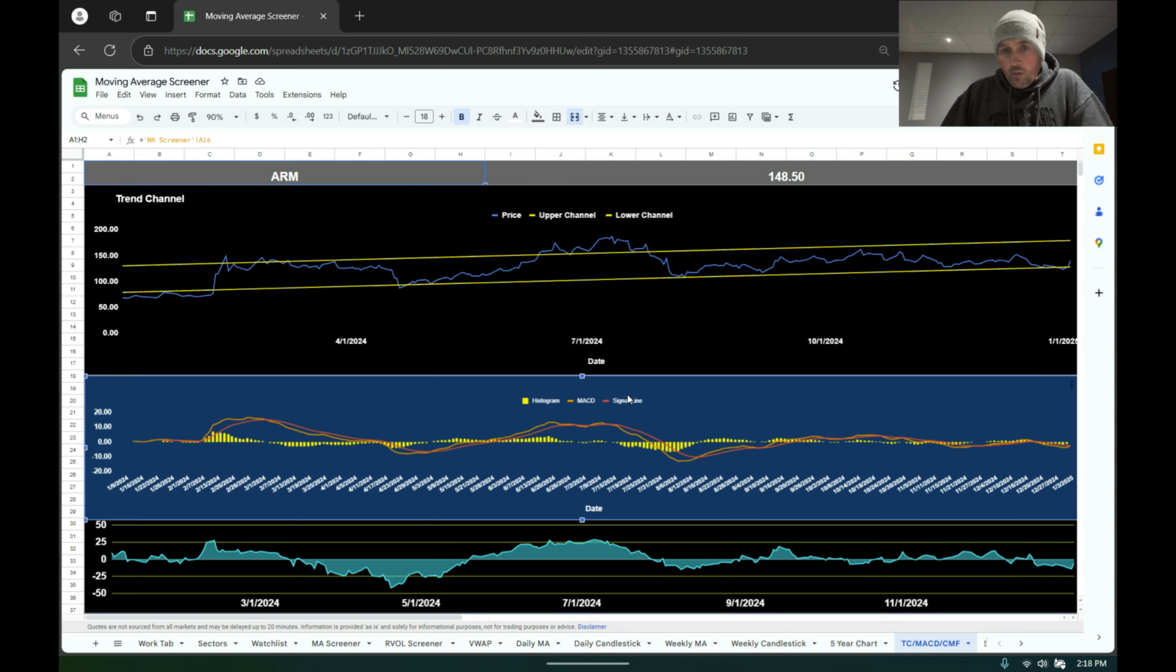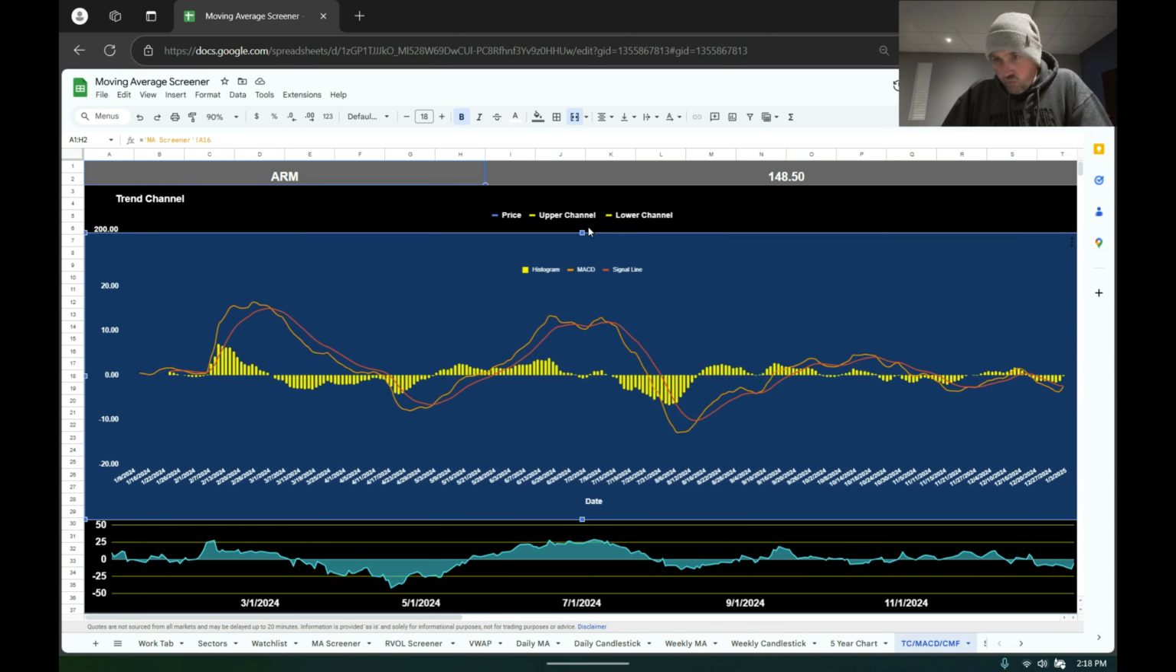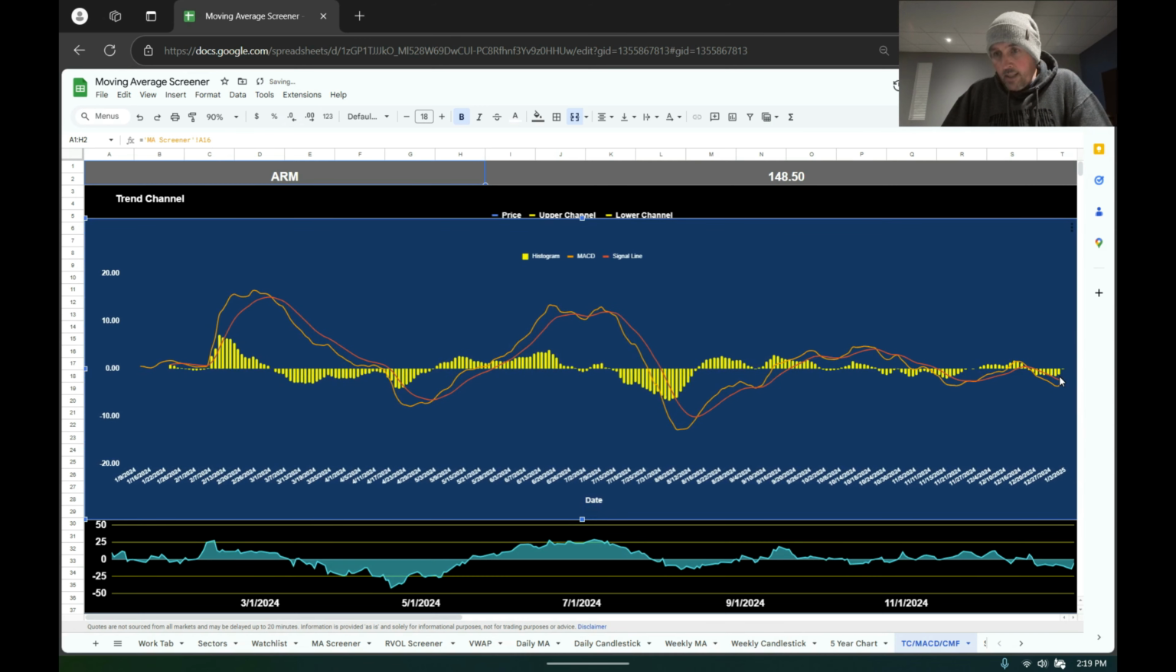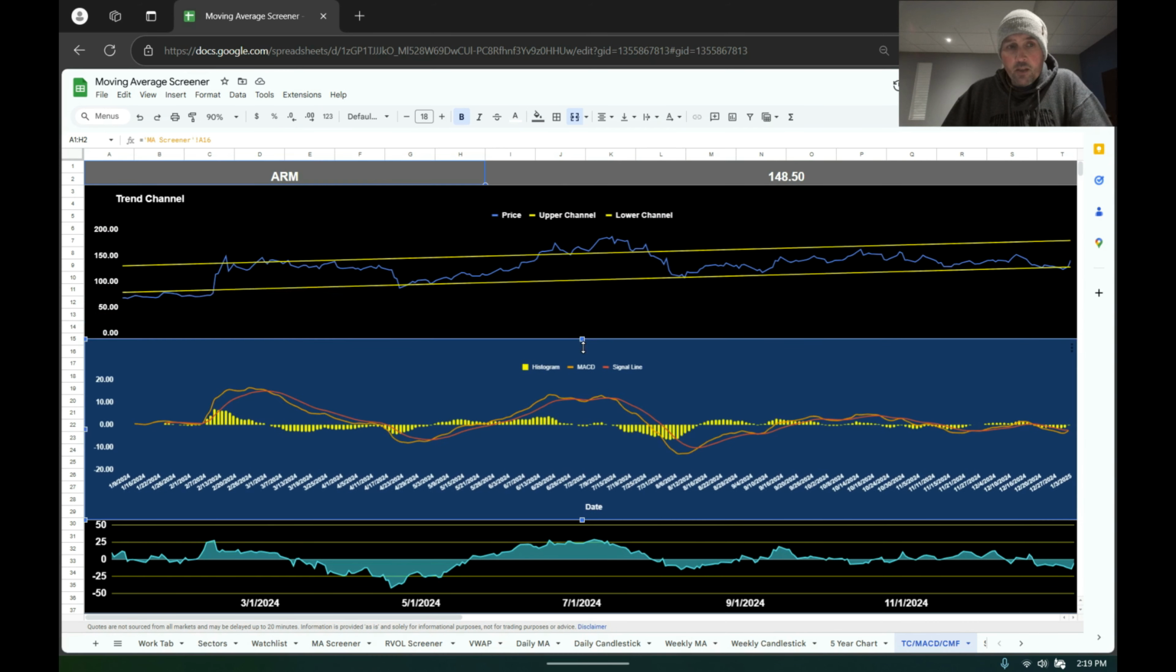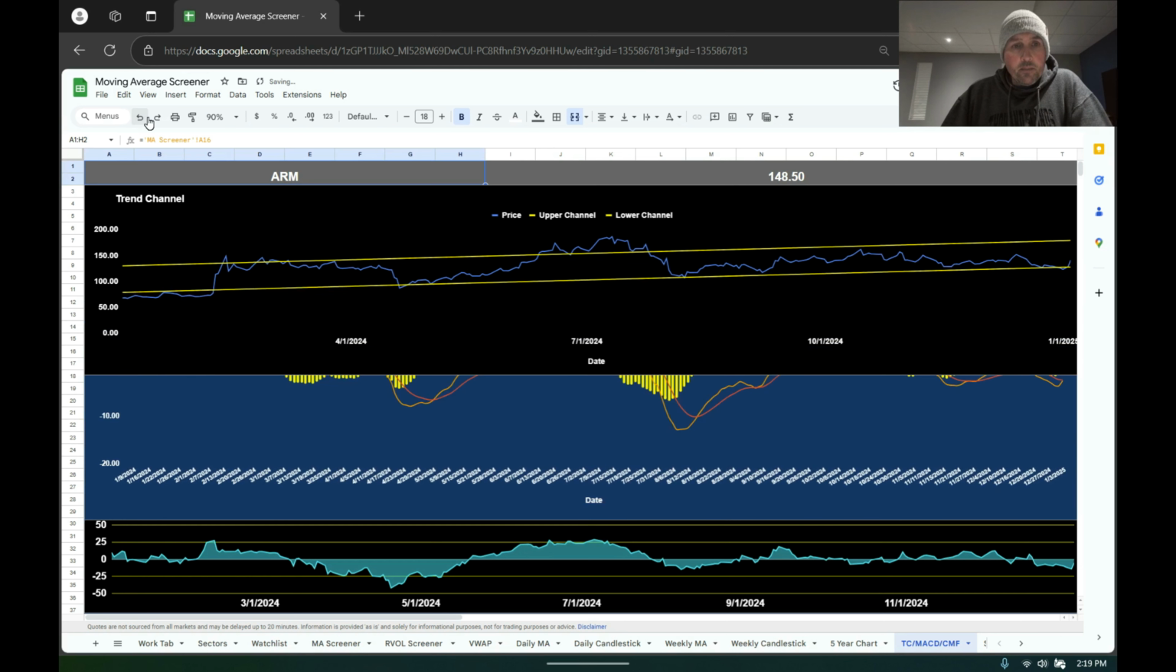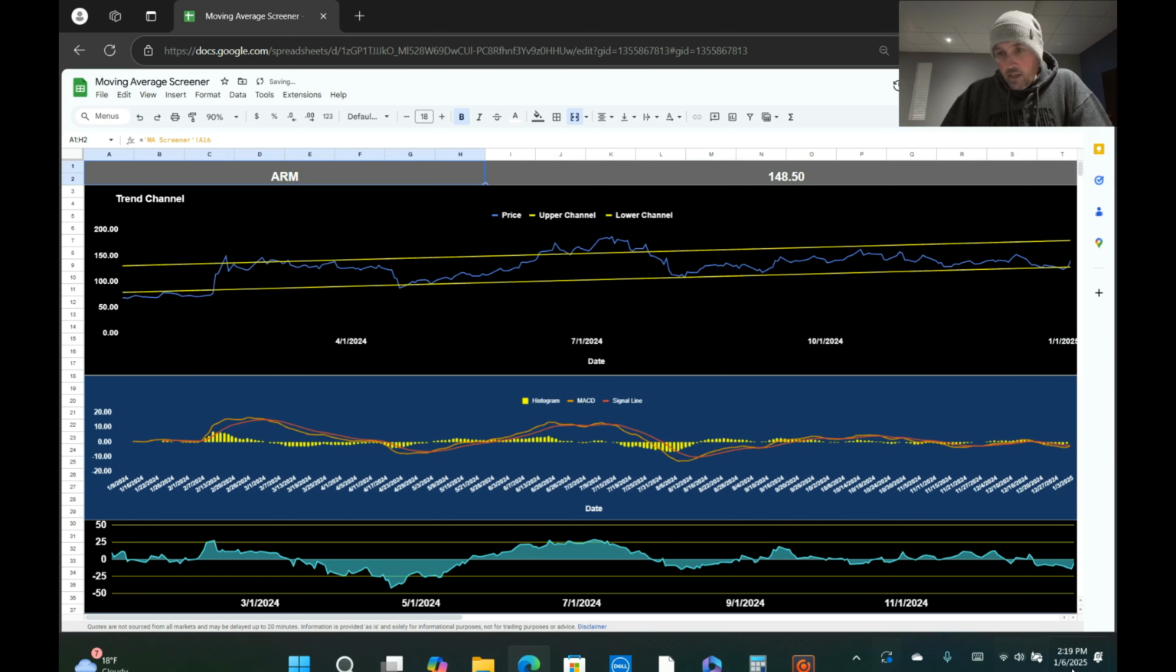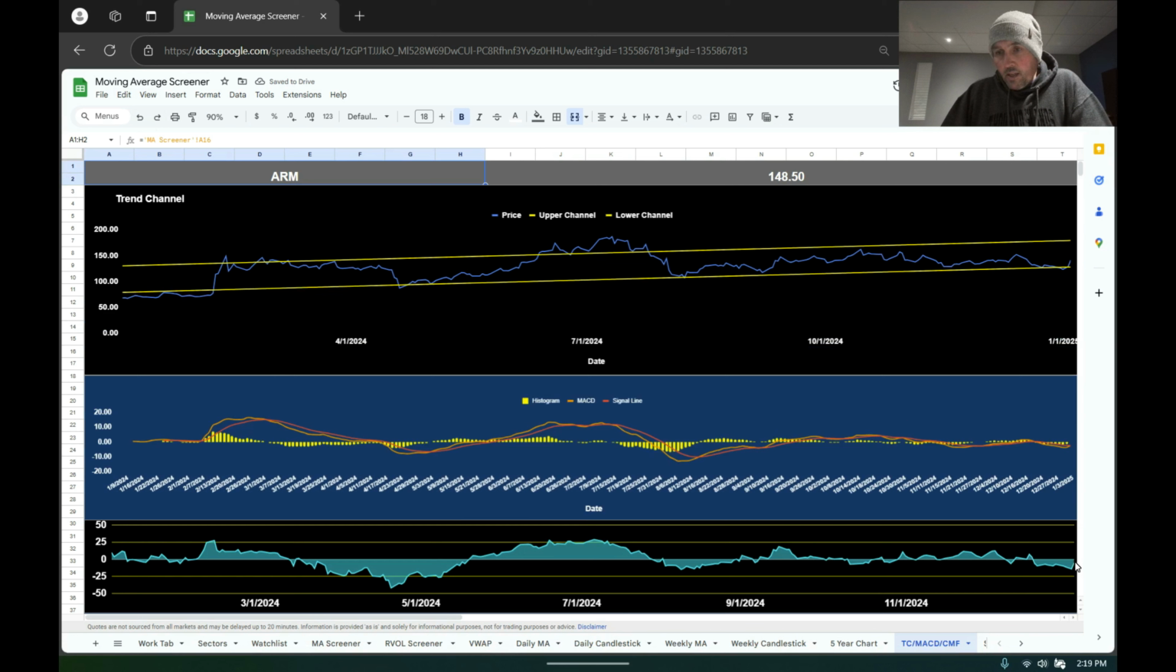The MACD is married to the signal line, trying to cross, but it clearly will today because of the price going up, because we're so close right now. And then the Chaikin money flow is curling up and is trying to get above the zero line.